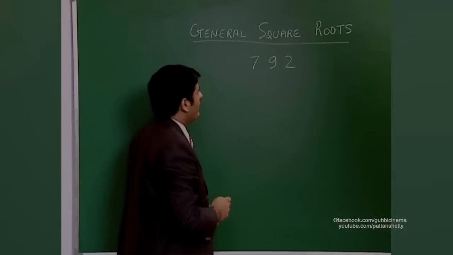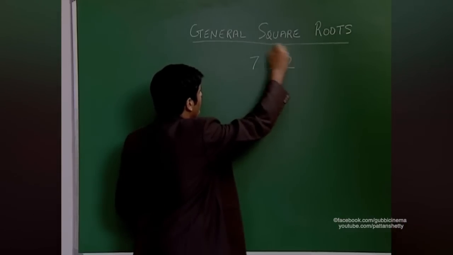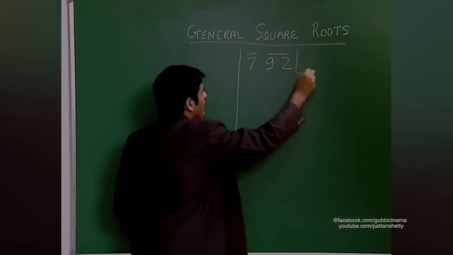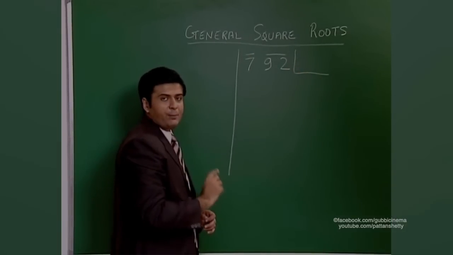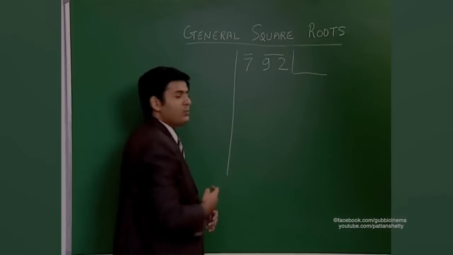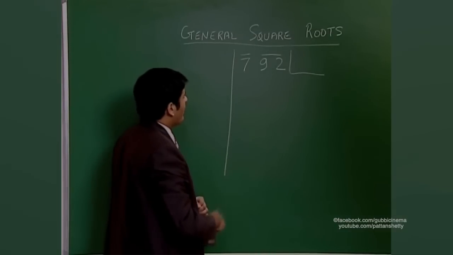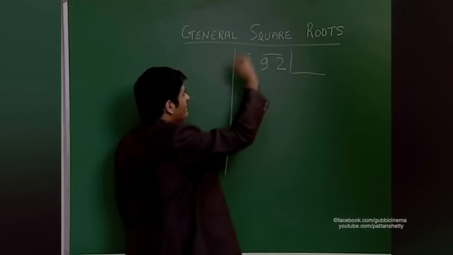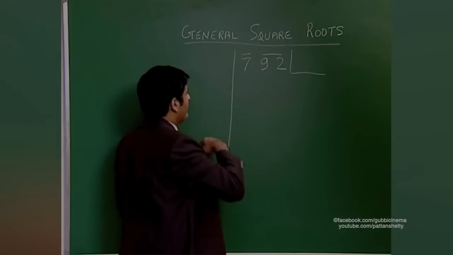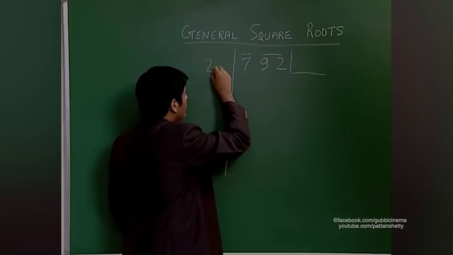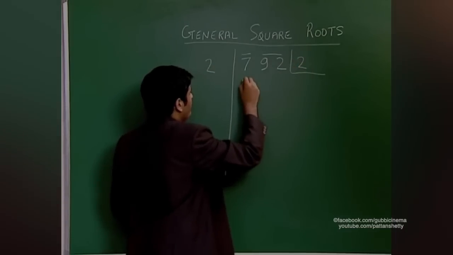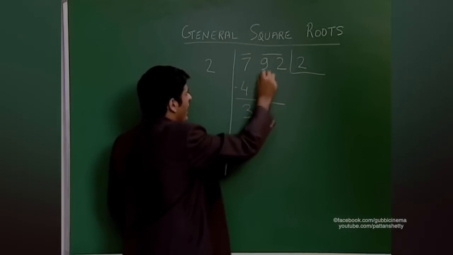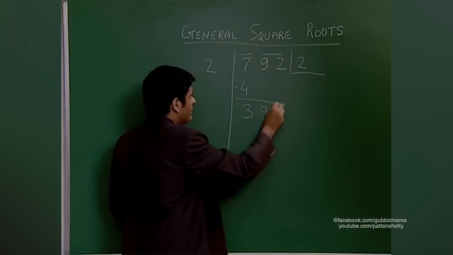Friends, let us find the square root of the number 792. Begin from here. This becomes a group. This becomes a group. And then I start my procedure of division. I have to find a perfect square immediately smaller to 7. Square of 1 is 1, 2 is 4, 3 is 9, but 9 is above 7. I want less than 7. So square of 2, 2 times 2 is 4. I subtract 7 minus 4 is 3, and I bring the next group 92.